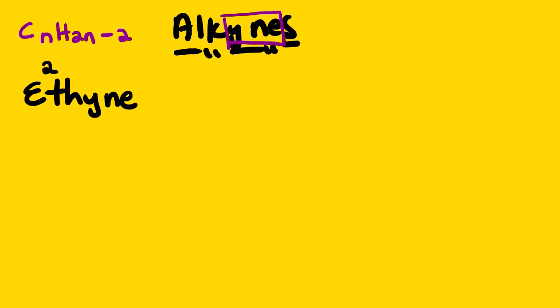General formula for alkynes: CnH2n minus 2. And by the way, we don't have methane because we are looking for a triple bond. So we have ethyne. Ethyne simply means that we know that this represents 2 carbons. So you can use this equation quickly to figure out how many carbons we have, how many hydrogens we have.